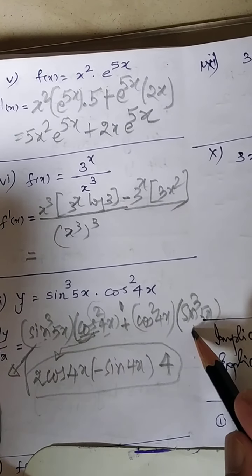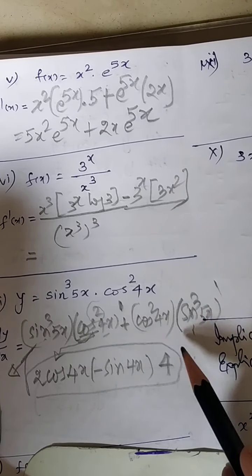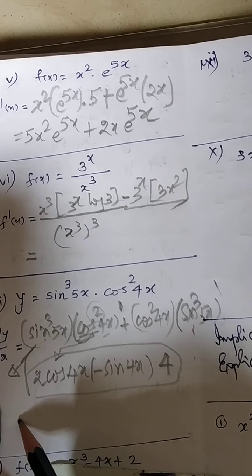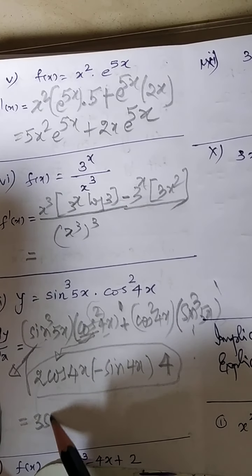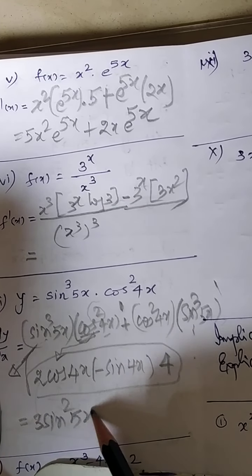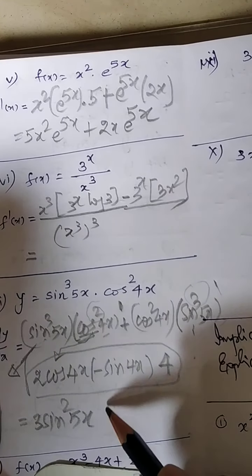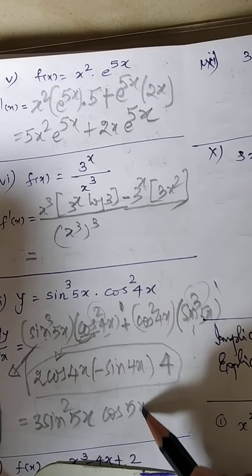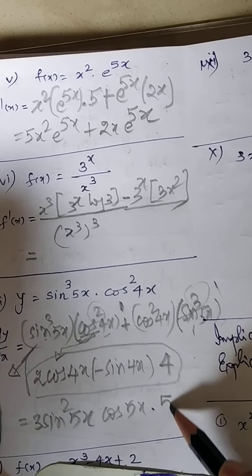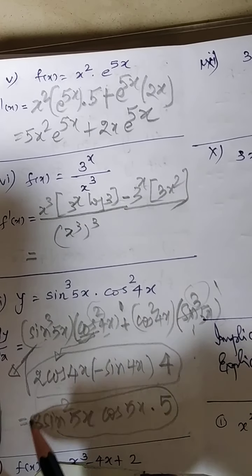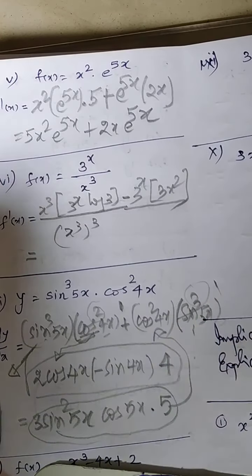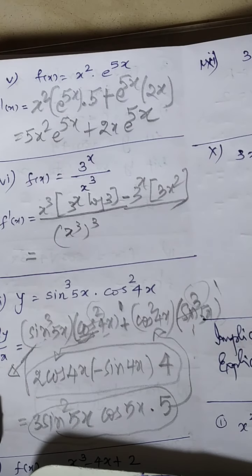Similarly, I am sharing how to get the differentiation of this term. Sine cube 5x will be equal to 3 sine square 5x. This is for this 3. Now sine, it will be cos of 5x. Sine is over, then 5. Whatever answer is coming, this is to be multiplied with the cos square 4x. Simplify, write in the simplest form.